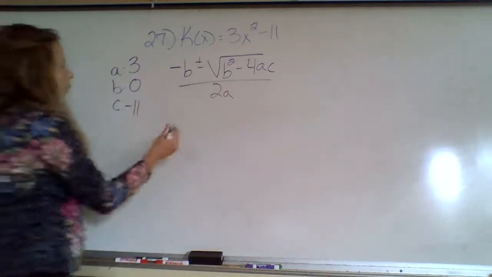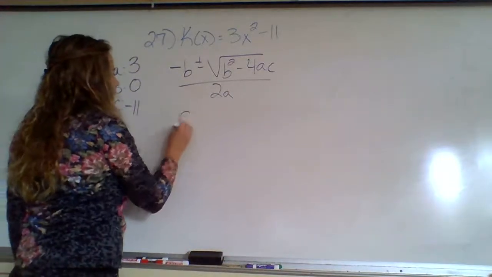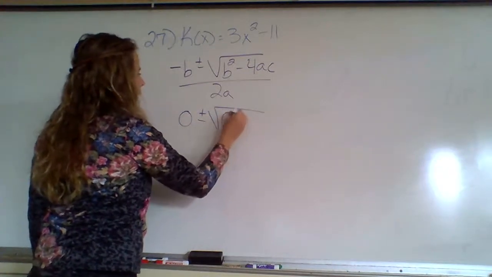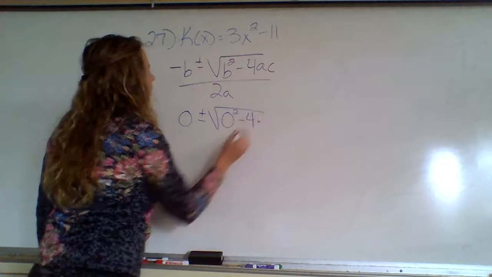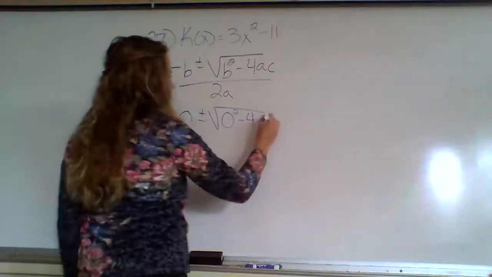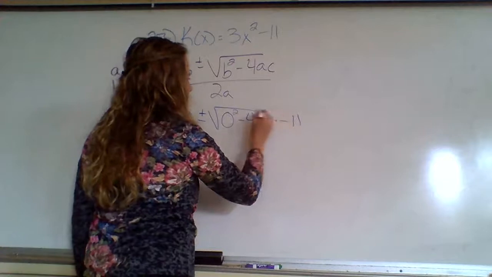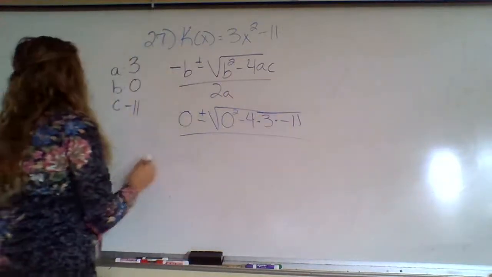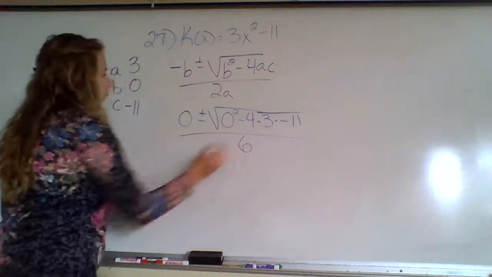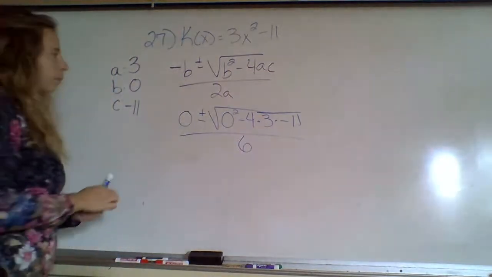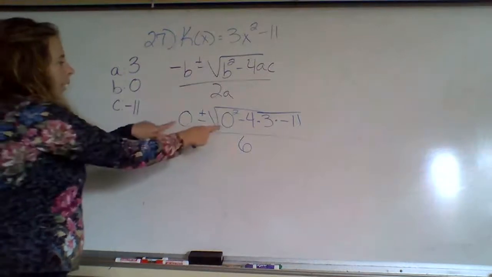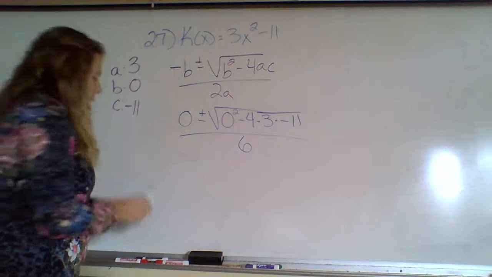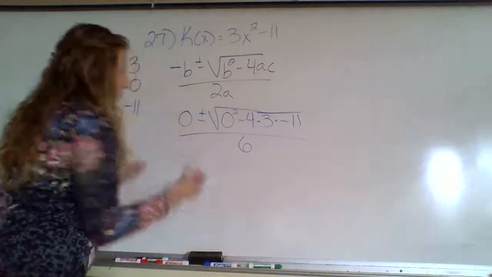B is 0. So 0 plus or minus the square root of 0 squared minus 4 times a, which is 3, times c, which is negative 11, all over 2a, which is 3, so 6. You don't have to show this part, I was just showing you. I'm still substituting in like normal, but obviously you don't have to write the zeros because they don't do anything.